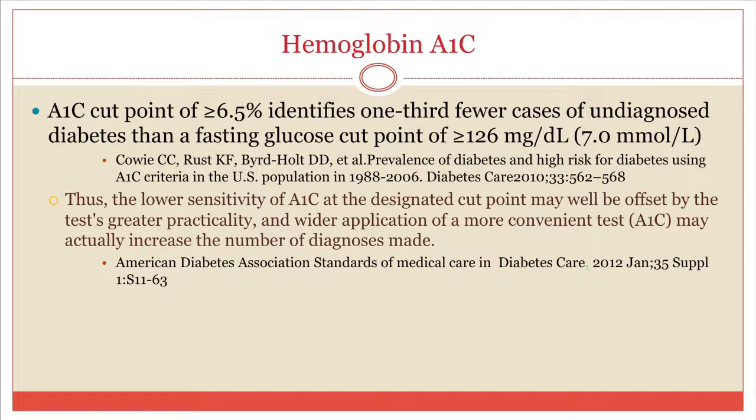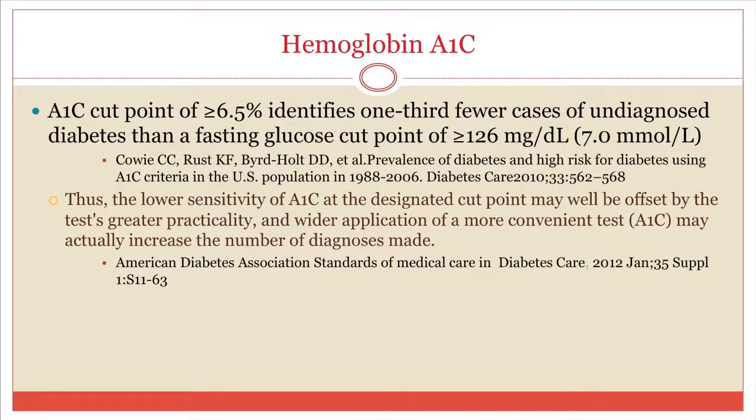So it's somewhat lower sensitivity at the designated cut point, but it may be offset by greater practicality and wider application. And of course, as obesity folks, we're not interested only in when you get diabetes, but I'm interested in identifying you before you get your diabetes. So I'm interested in how I can intervene and prevent this from happening. So I think there are downsides, but I'm interested in the hemoglobin A1Cs from 5.8 and up.